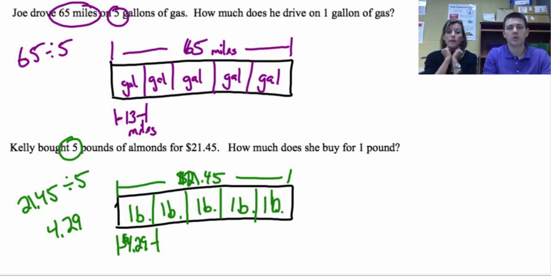$4.29. So make sure in each one of your diagrams, do you have the total amount labeled across the top? Do you have it divided up into the appropriate number of pieces? Is each one of those sections labeled with what it represents? And then underneath one of them, what your final answer is. That's how we use the picture. We know that 1 pound represents $4.29. So we know the cost for 1 pound.